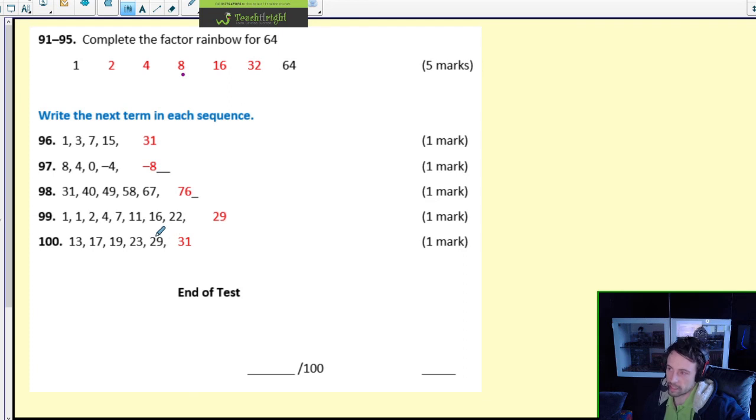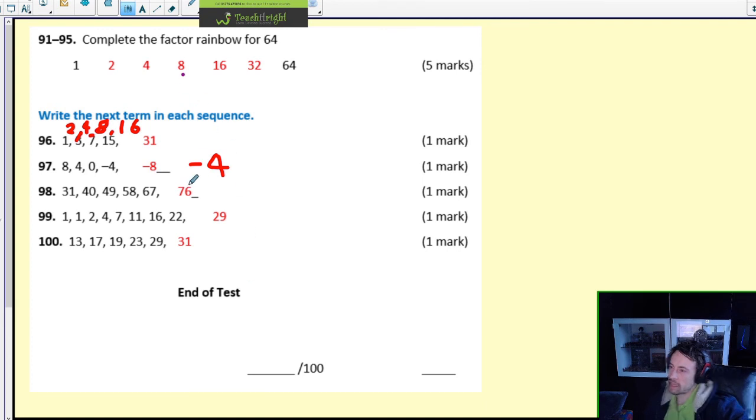Write the next term in the sequence. So 1, 3, 7, 15, 31. Then we've got 8, 4, 0, minus 4, minus 8. So that's losing 4 each time. For this one up here, you can see we've gone from 1 to 3 is plus 2. 3 to 7 is plus 4. 7 to 15 is plus 8, sorry. And 15 to 31 is going to be plus 16. So you'll notice the number we're adding on each time is doubling, so that's the pattern. So you're adding on twice as much each time.